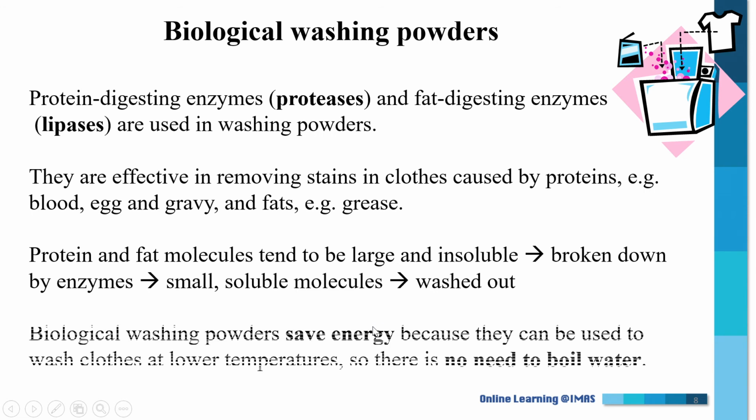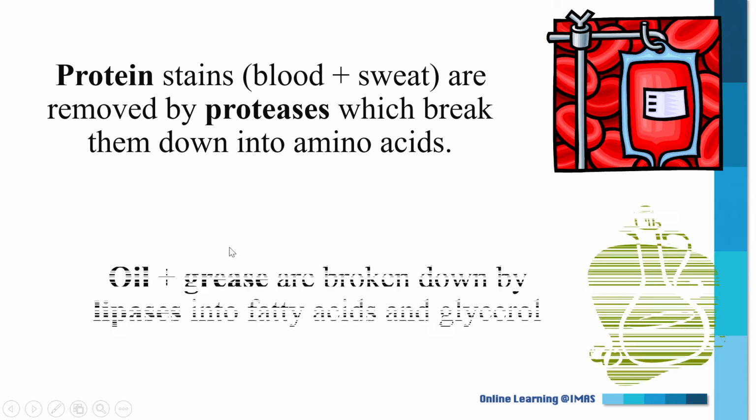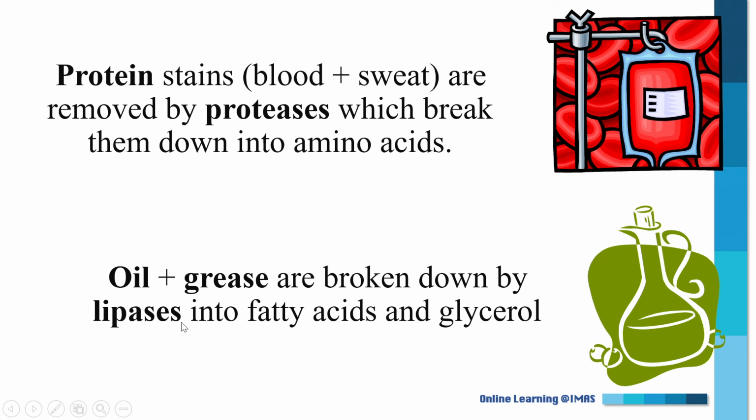washed out. Biological washing powders save energy because they can be used to wash clothes at lower temperatures. You don't have to boil or heat the water in your washing machine. Protein stains, like from blood or sweat, are removed by proteases, which break them down into amino acids, and fats like oil or grease are broken down by lipase into fatty acids and glycerol. These are small, soluble molecules, so they can be washed away.